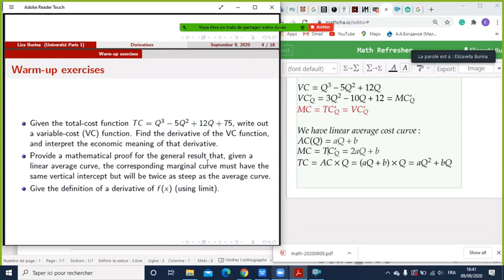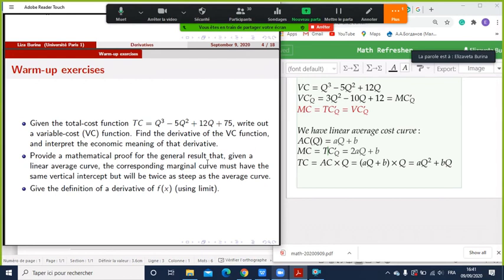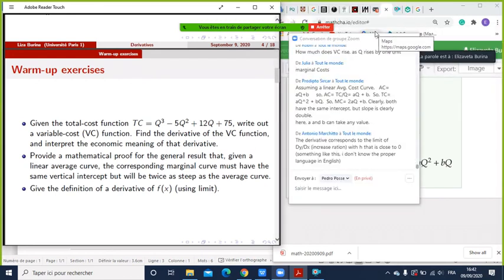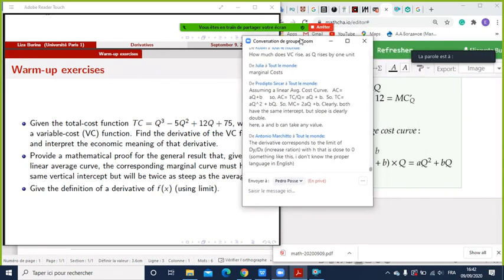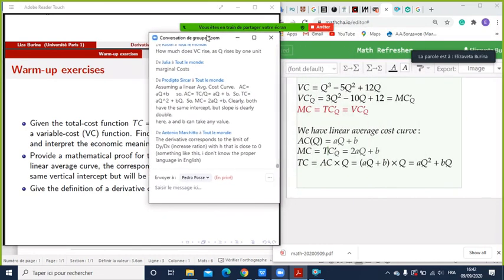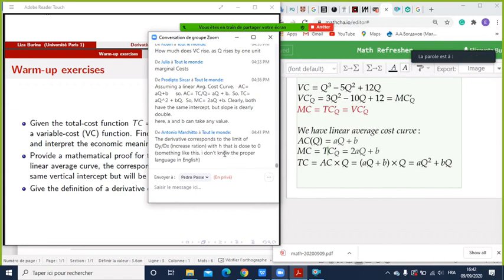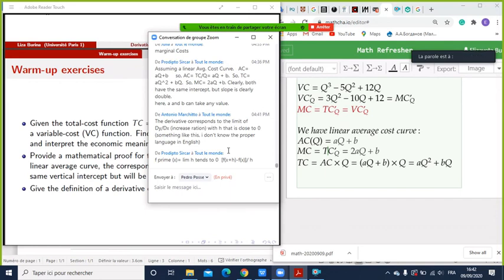Okay, so for the last one, give the definition of a derivative using the limit. I'm just going to, I have one conversation. The derivative corresponds to the limit of dy over dx with h. Yeah, well, you need to put h somewhere inside the dy dx. What is h? H is the increase, right? F prime x. That's a good one. So let's write it here.